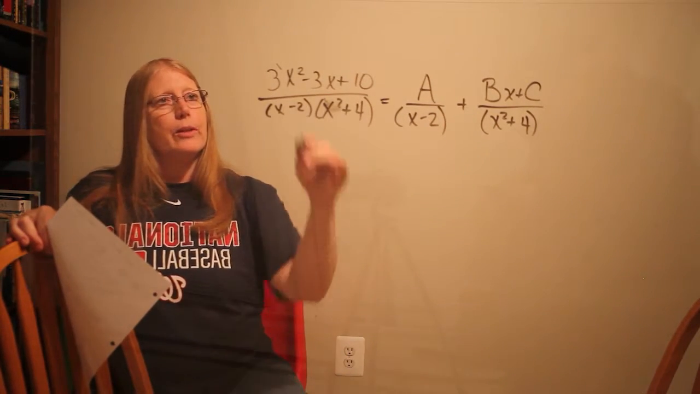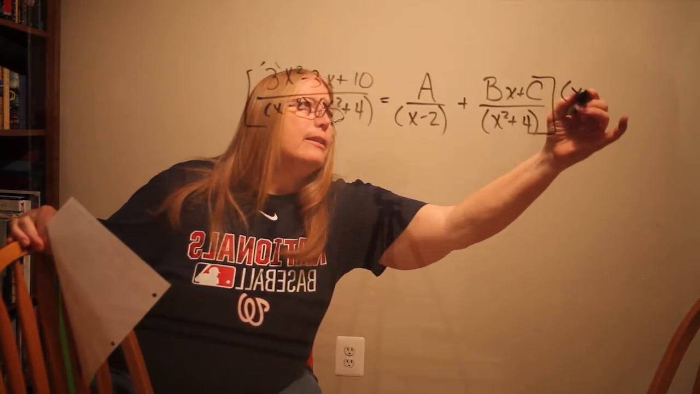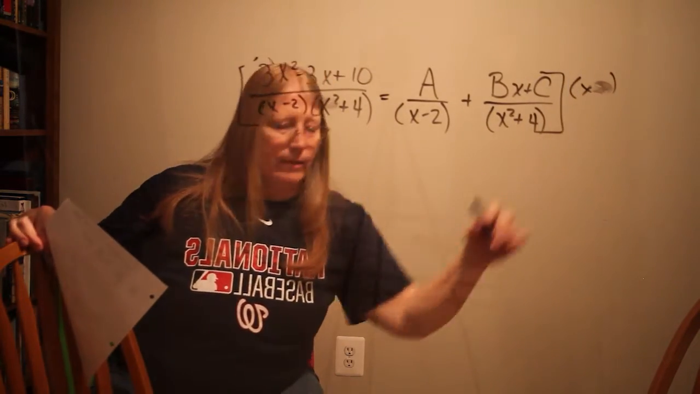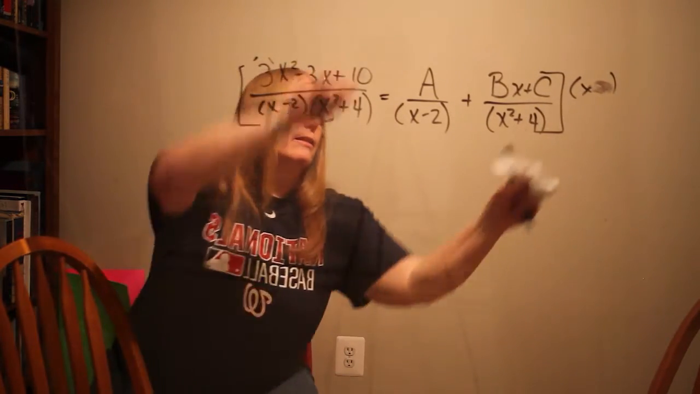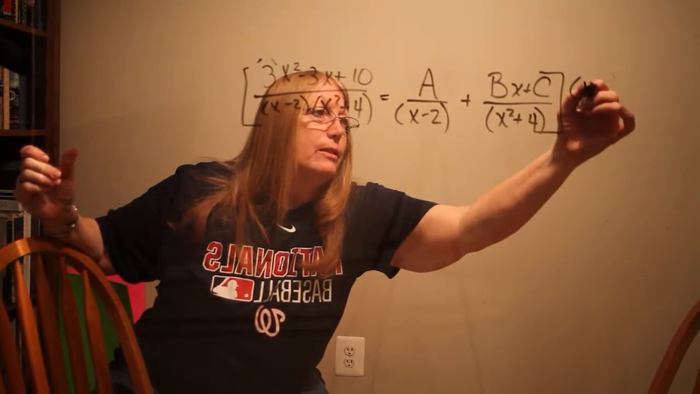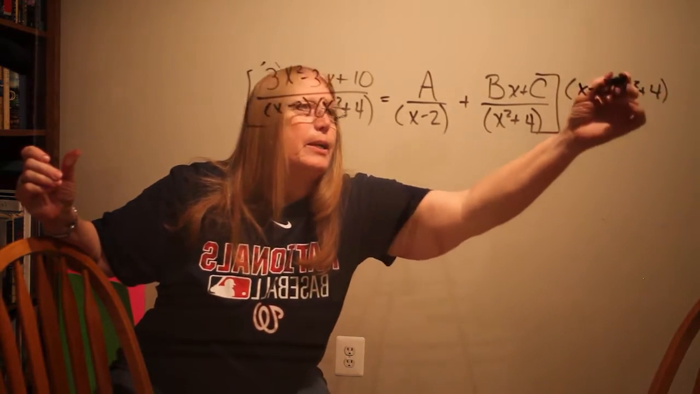All right, so we're going to continue like we used to, multiply through by the common denominator. Made a mess. All right, x minus 2 times x squared plus 4. We're going to multiply that through.